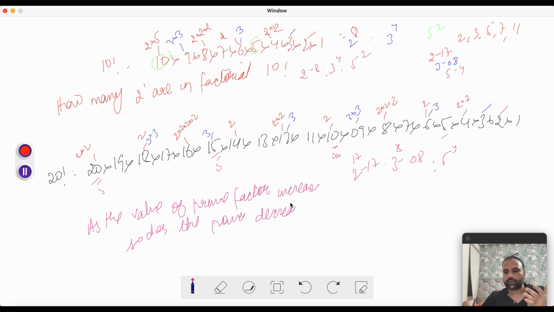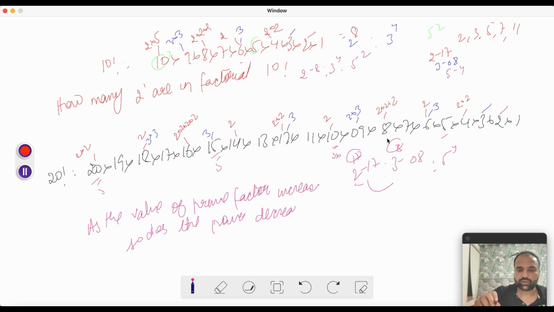In 20, how many times would 19 occur? Only one time, isn't it? But how many times would 2 occur? 5 or 3 or any other number may appear, and the chances are very high. This is very common sense as well, but still if we observe it, we'll find that as the value of the prime factor increases, so from 2 we are going to 3, the power is decreasing.